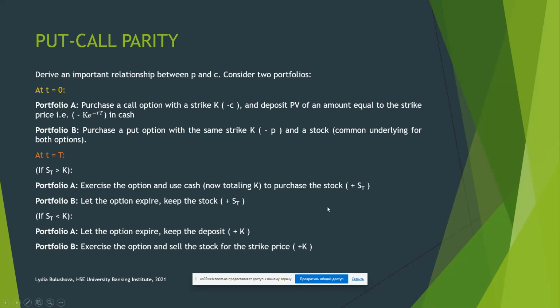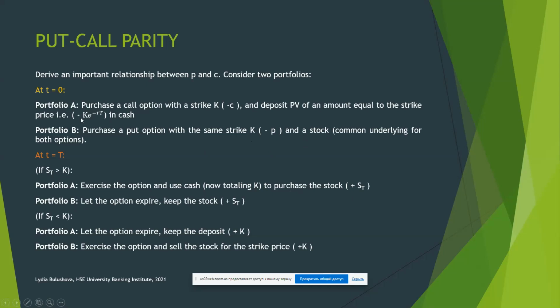So now we have the stock. And as for portfolio B, we have a put option with a strike equal to K. The asset is traded above the strike level. So we have a stock, but we wouldn't like to sell it. We are going to keep the stock.